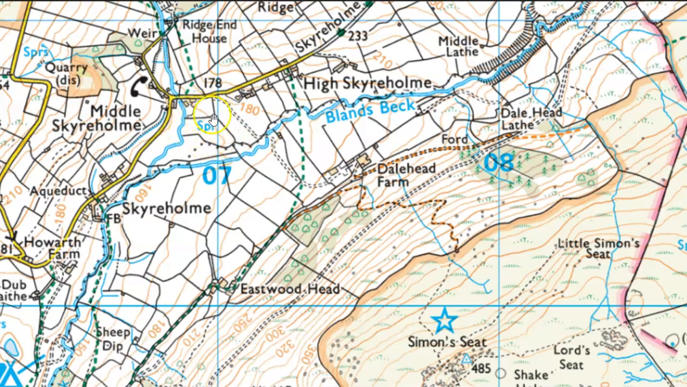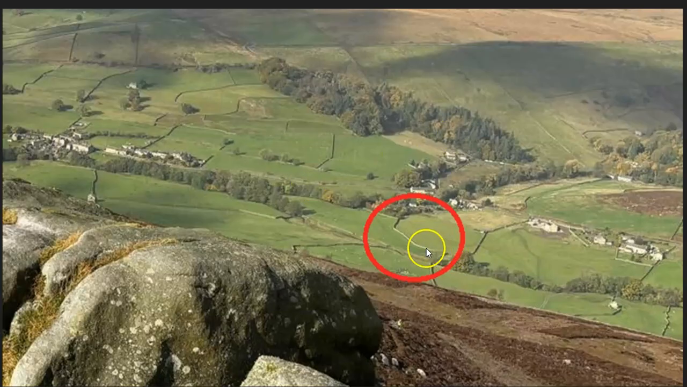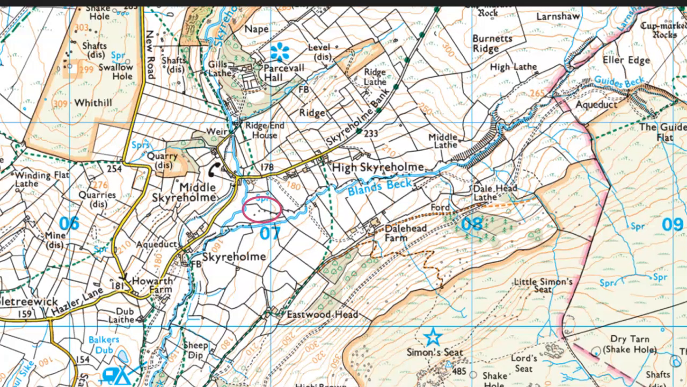Notice up there's a Y junction there where it says spring, with the spring just in front of the Y junction. Let's just identify that. Well, if that's our kinky wall, then there is the Y junction. You can't see this wall off to the left quite as well as that one, but our spring would just be in there. So our answer is, the photo was taken just adjacent to the trig on Simon's Seat, looking down across Blands Beck, and there that circle shows the field system that we were looking at.